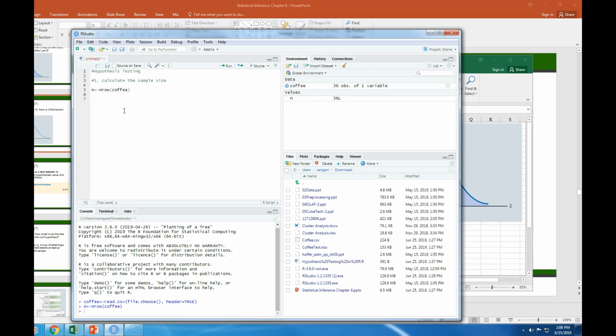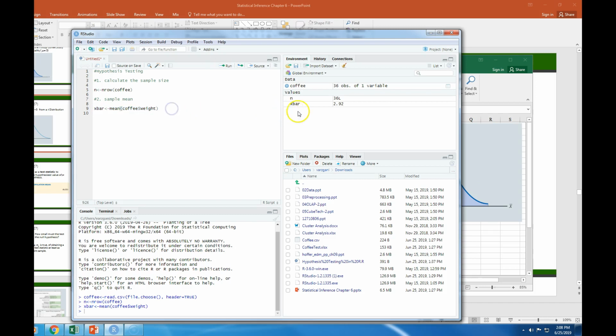Next, I'm going to calculate the sample mean. I'm calling this sample mean x bar, and I'll use the mean function in R. I want to calculate the mean for the column labeled weight. And now I can select this and run this function. And here on the right hand side, you'll see the values being populated. So I know the sample mean now.